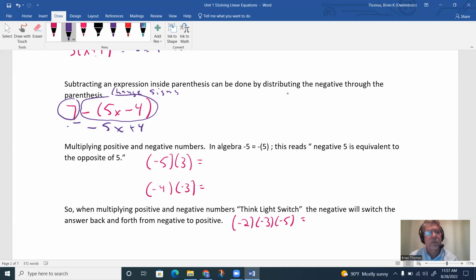So now we have 7 minus 5x plus 4. Notice how the 7 and 4 are like terms, so I can put those together and write this as 11. And then you have this negative 5x, or minus 5x, if you will. So that's how that would be simplified.